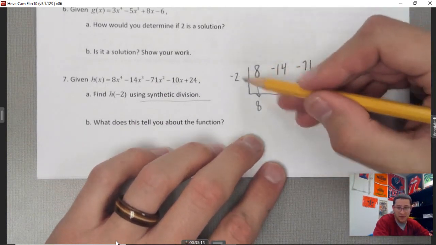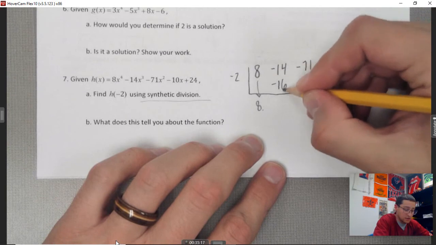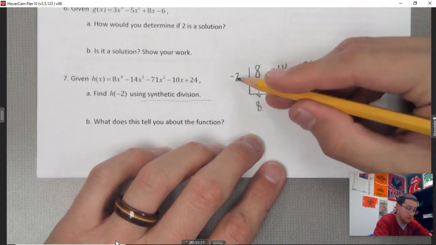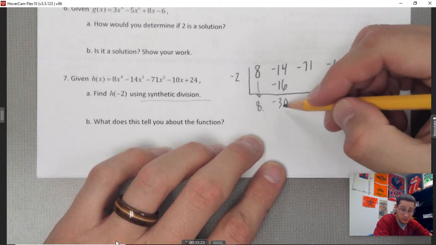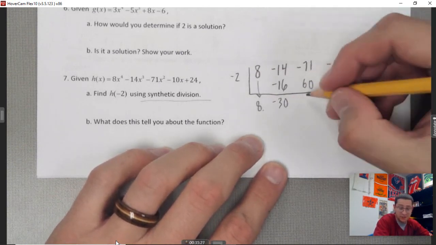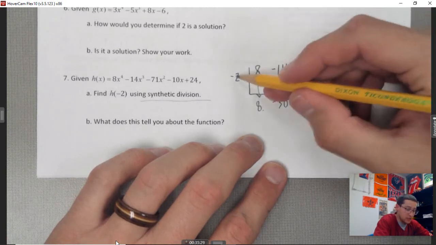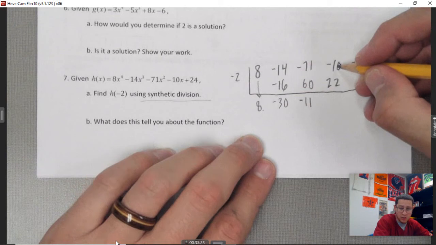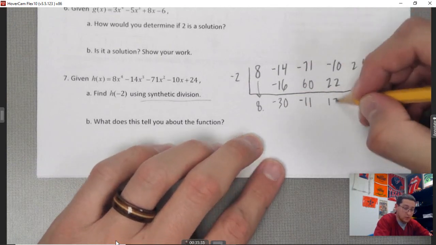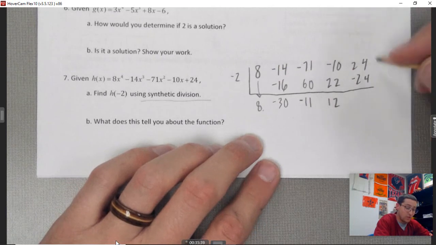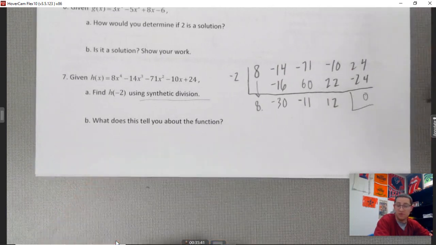Then I start. Negative 2 times 8, negative 16. These two, add them together. Negative 30. Negative 2 times negative 30, that's positive 60. Add these two up, I get negative 11. Negative 2 times negative 11, that's 22. Negative 10 plus 22, that's 12. Negative 2 plus 12, that is negative 24. Remainder 0.